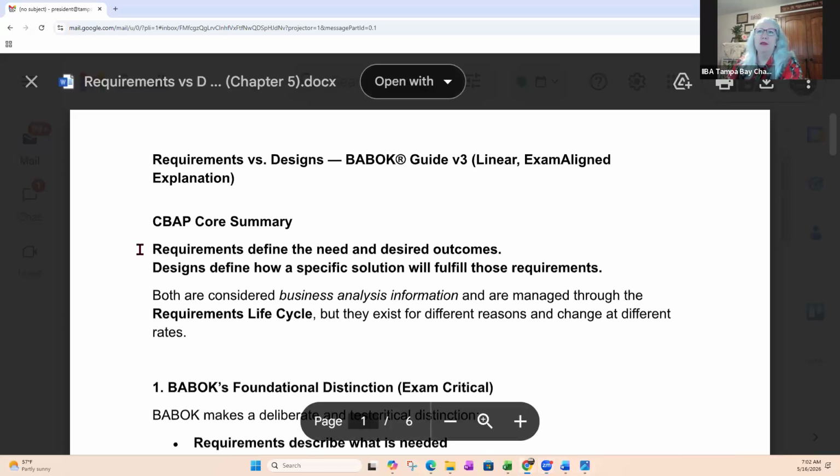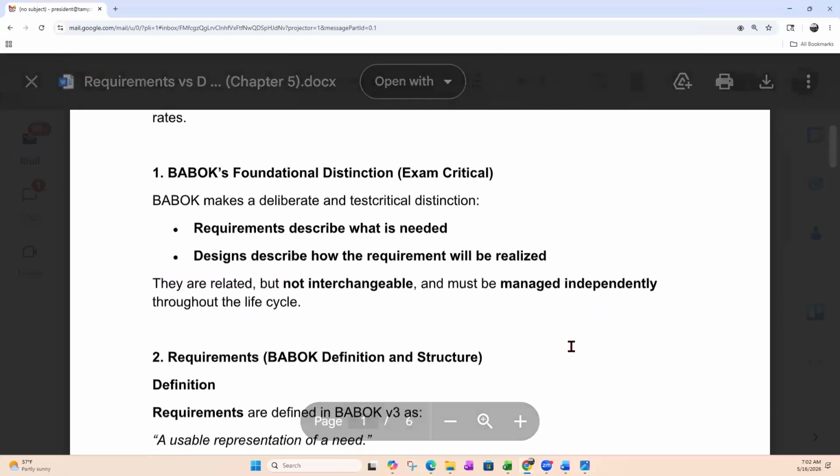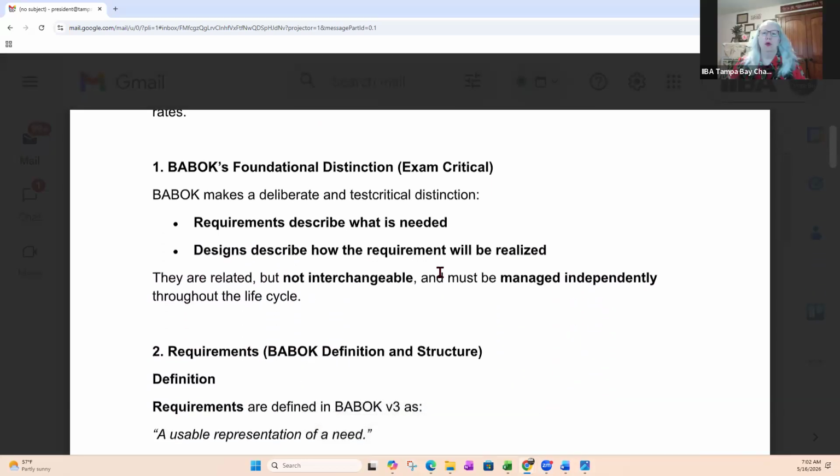Requirements define the need and the desired outcomes. Designs define how specific solutions will fulfill those requirements. Both are considered business analysis information and are managed through the requirements lifecycle, but they exist for different reasons and change at different rates. So requirements describe what is needed. That's their definition. Designs describe how the requirements will be realized. They're related but not totally interchangeable, and they must be managed independently throughout the life cycle.